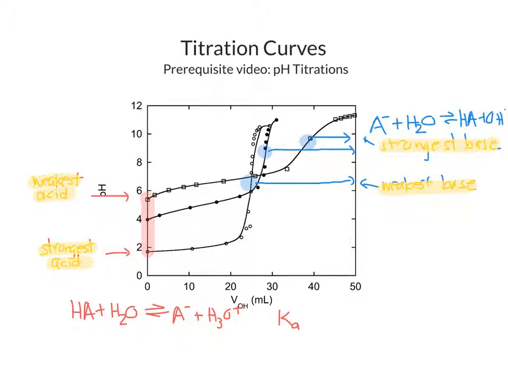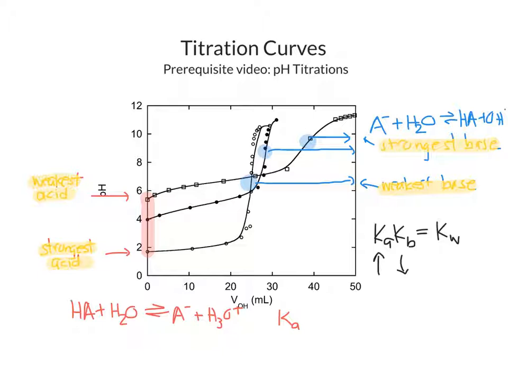And this is exactly what we would expect, since we know that Ka times Kb is equal to a constant, Kw. And so as the acid strength, and thus Ka, increases, Kb must decrease, and therefore the conjugate base must be a weaker base.